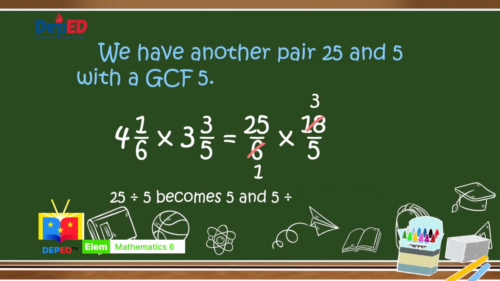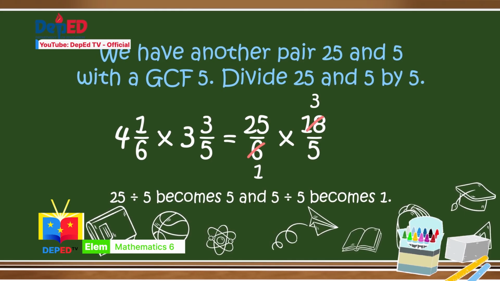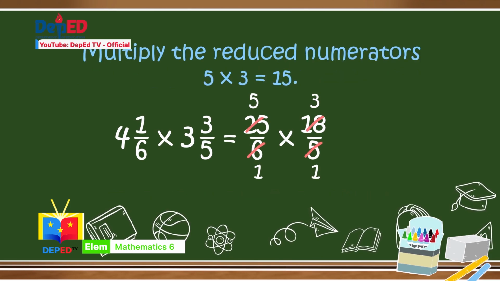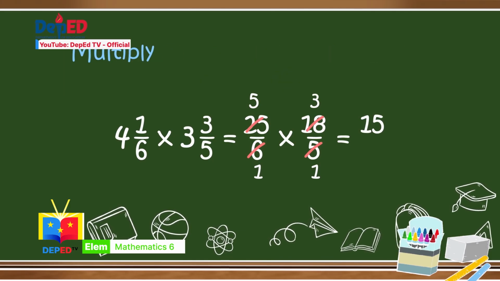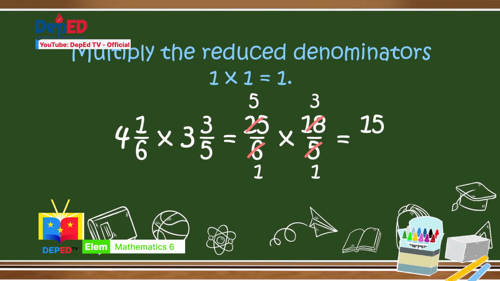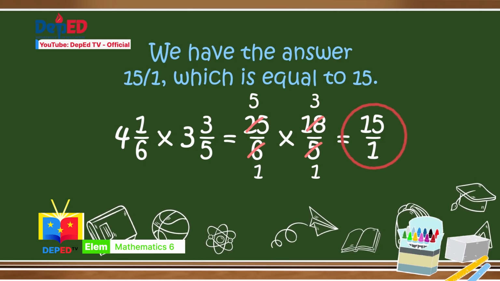We have another pair, 25 and 5, with a GCF of 5. Divide 25 and 5 by 5. 25 divided by 5 becomes 5. 5 divided by 5 becomes 1. Now, multiply the reduced numerators. 5 multiplied by 3 equals 15. Also, the reduced denominators, 1 multiplied by 1 equals 1. We have the answer, 15/1, which is equal to 15.